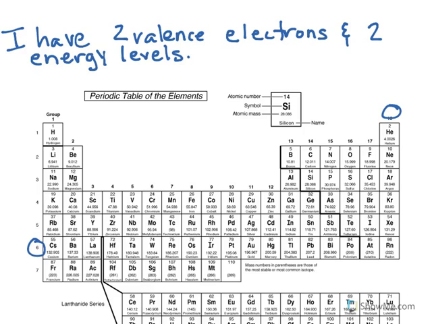So it tells me that I have 2 valence electrons. So I'm going to go to group 2 for my valence electrons, and it tells me that I have 2 energy levels. So I'm going to go to period 2 for my energy levels. And if I come across and bring it down so that they intersect, I find that the element that I am looking for is beryllium.